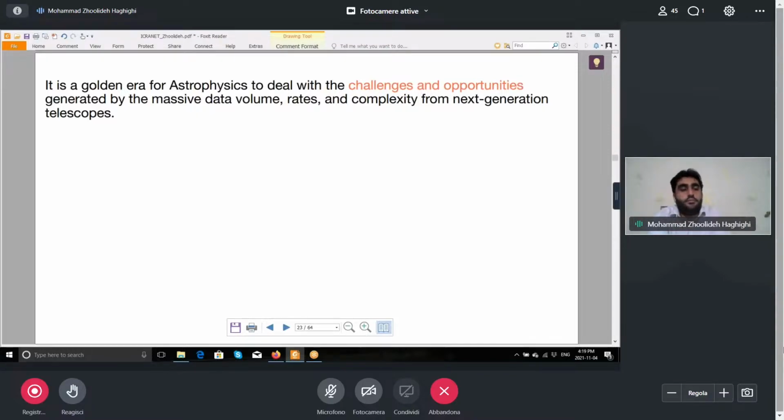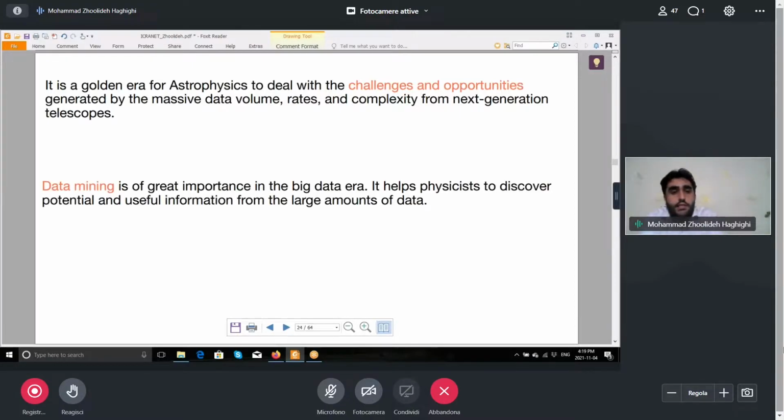So to put it simply, it is a golden era for astrophysics to deal with challenges and opportunities that are caused by massive data volume, rates, and complexity by the next telescope. And data mining will be super important.